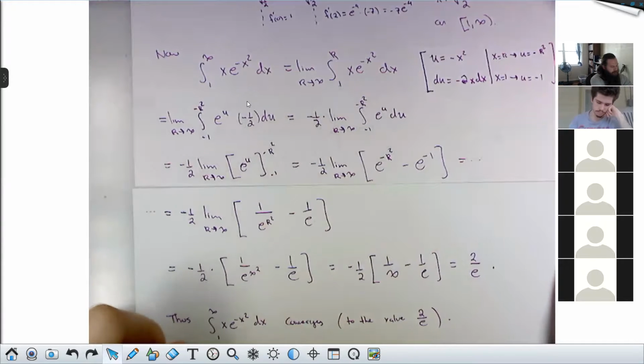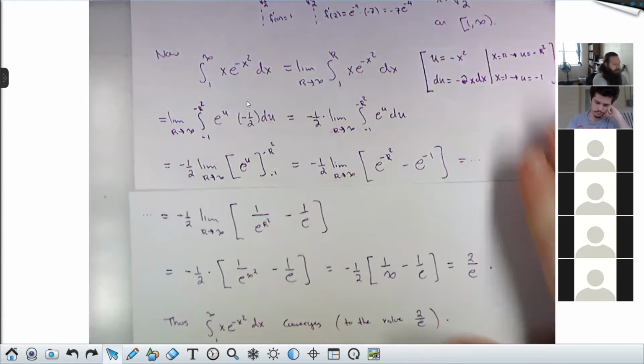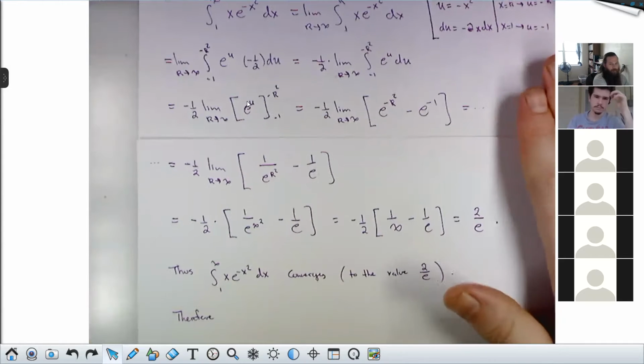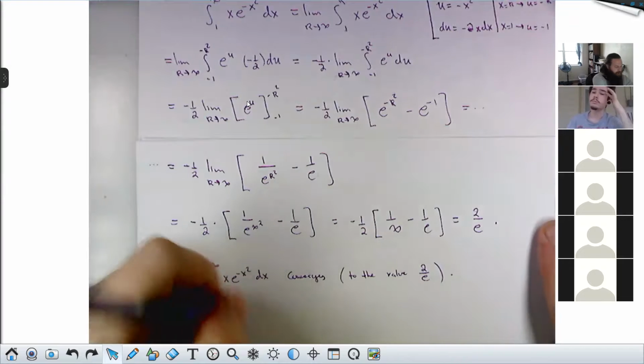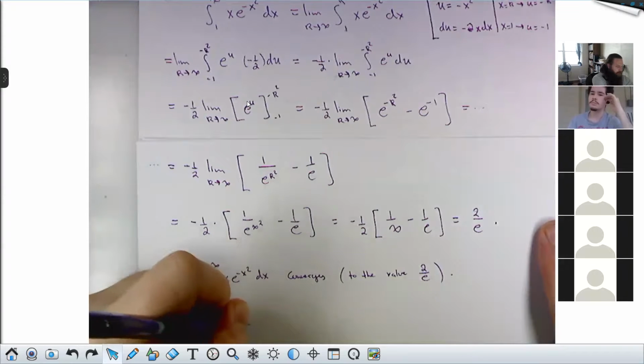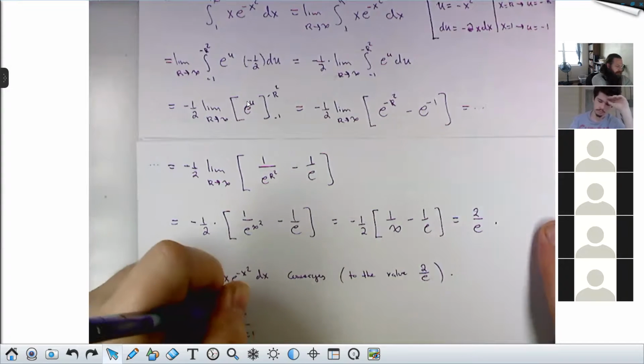Therefore, what can we say? So now we're coming back and thinking about the rest of the problem as a whole. If this integral converges, what else must be true? The series converges to 2 over e. I'm glad you said that. So therefore, the series converges. That's correct.